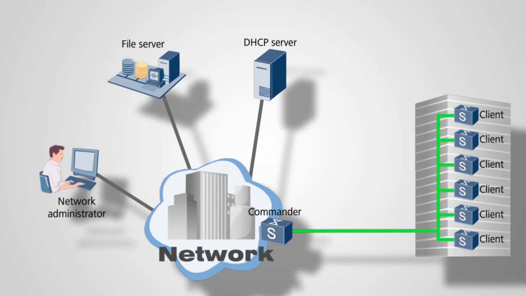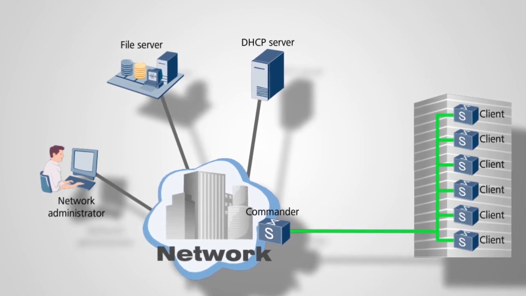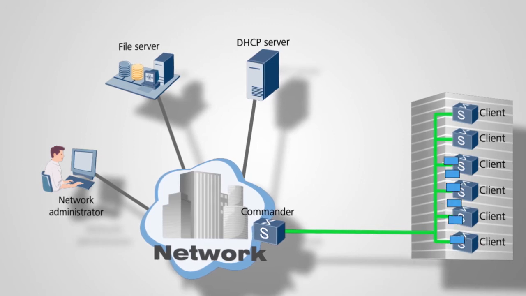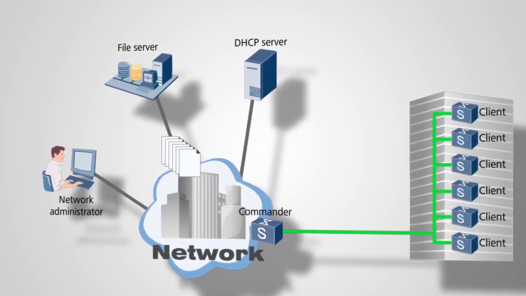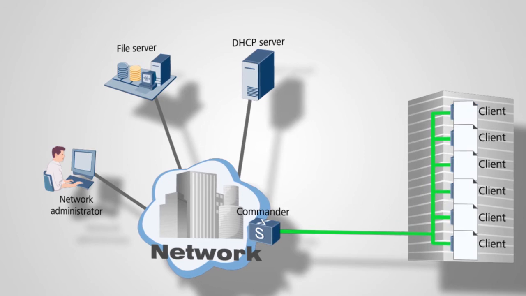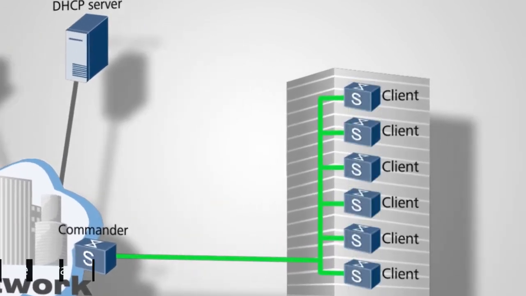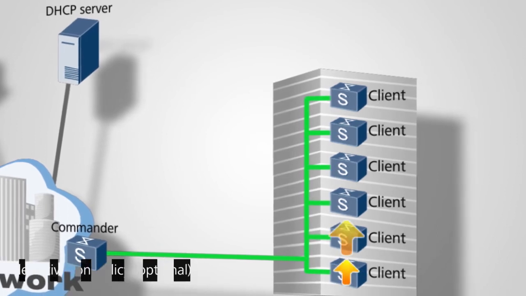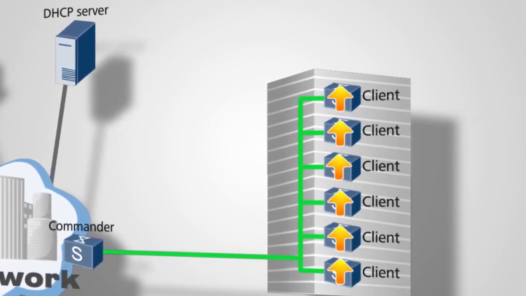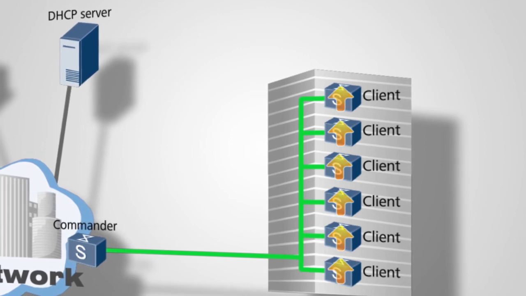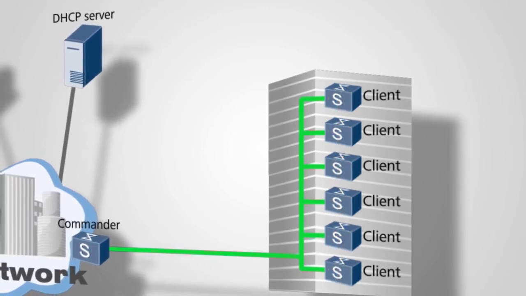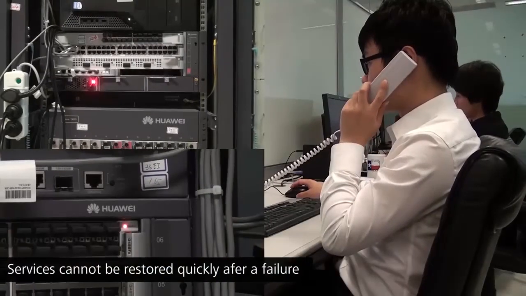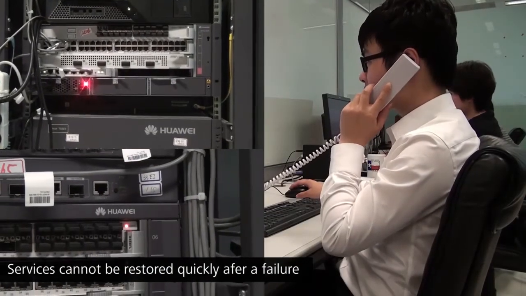The clients then start the batch upgrade process. First, the clients communicate with the commander to get information about the files they need to download. Then the clients download the required files from the file server according to the file information. After downloading the files, the clients activate the files according to the configured policy and start operating normally. Now, EasyDeploy has finished the batch upgrade and saves you the trouble of upgrading all the clients one at a time. Finally, let's look at how EasyDeploy solves the third problem.